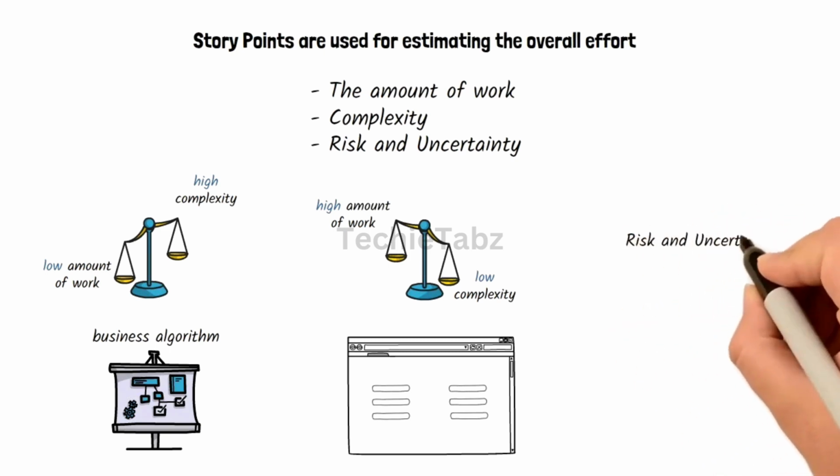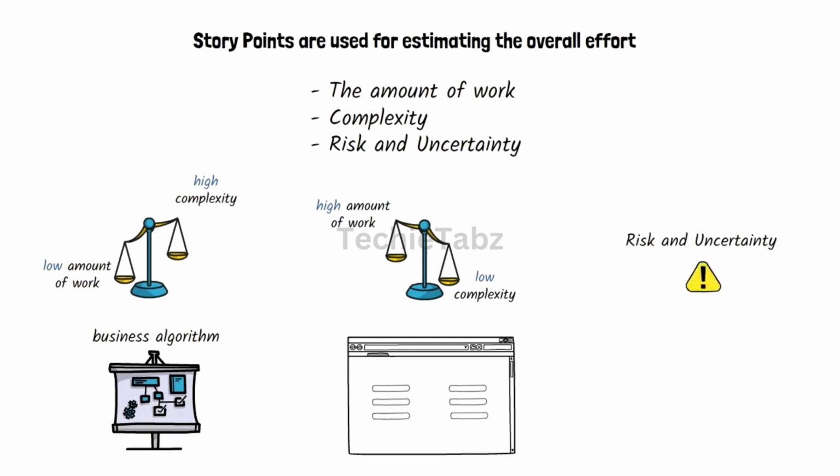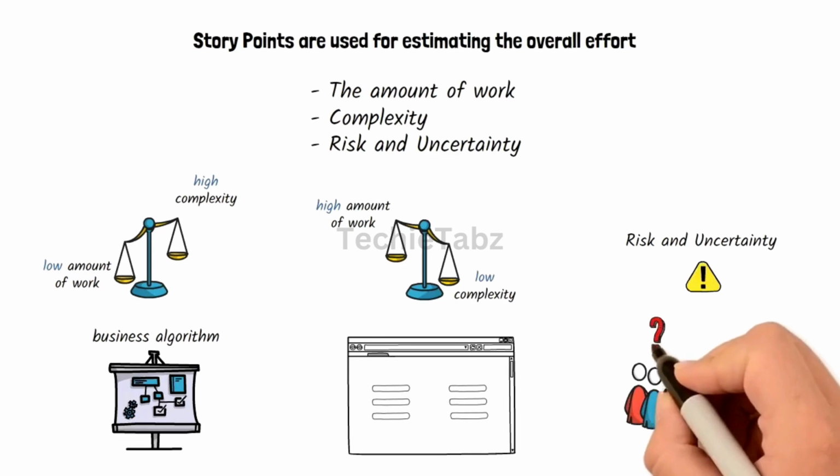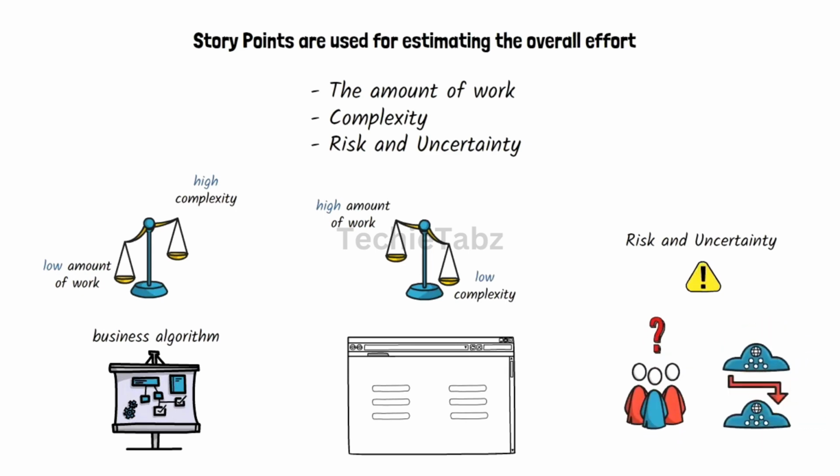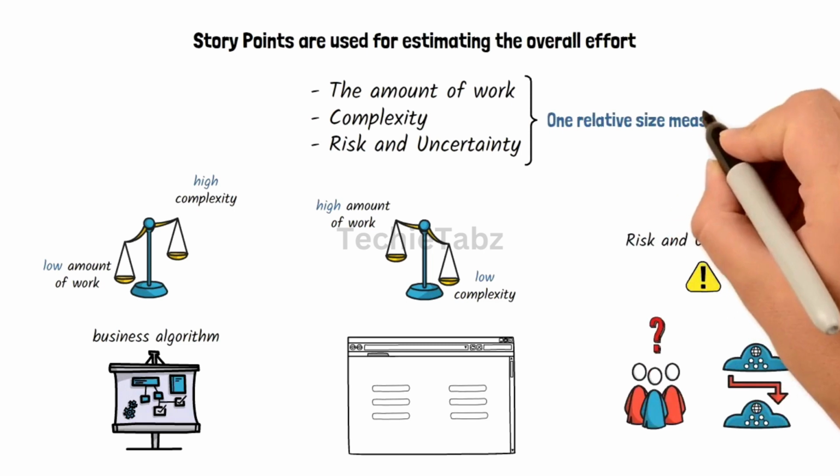The risk and uncertainty should be considered as well when you're estimating using story points. For example, if the stakeholders' requirements are unclear or the technology used for solving a problem hasn't been used before, this will introduce risk and uncertainty. Story points combine all these factors into one relative size measure.